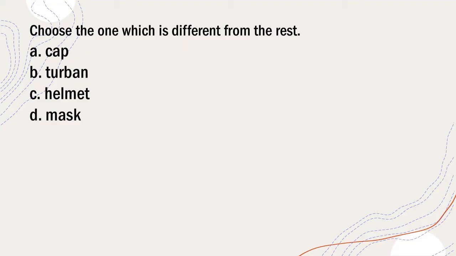Now, I want you to try these examples. Choose the one which is different from the rest. Remember to ask yourselves these questions as you are going through the list. How are all these items related? Which is the odd one out? And of course, why is it different? So here are the options. A, cap, B, turban, C, helmet, or D, mask. Which one is different and why? Give it a go.